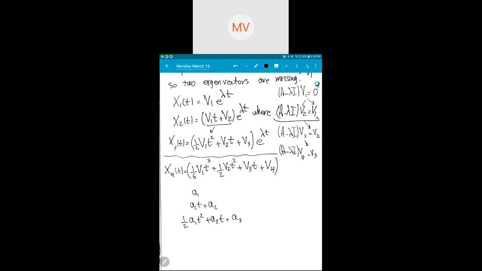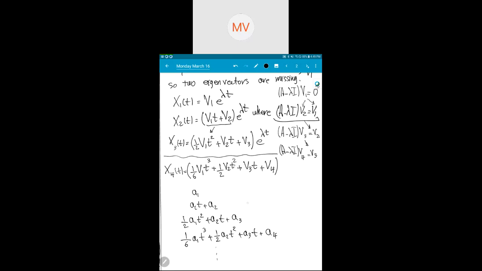Antiderive that one. T cubed over 3. So it's 1/3 times 1/2, which is going to be 1/6. A1 t cubed plus, the antiderivative of t is t squared over 2, so that's half A2 t squared plus A3t. You need a constant. Let's go ahead and call it A sub 4. And then you can continue like that.